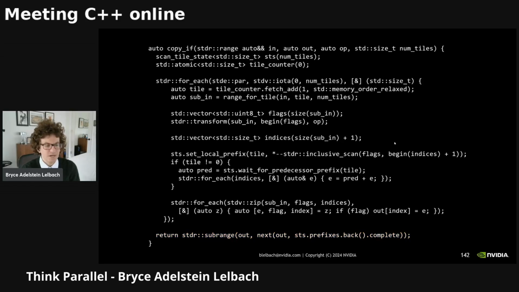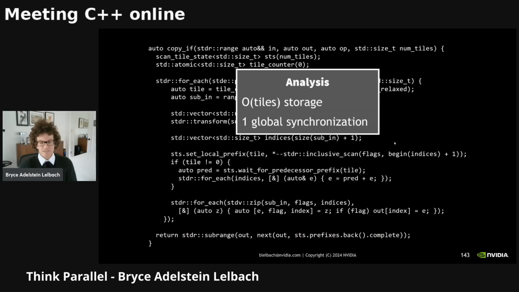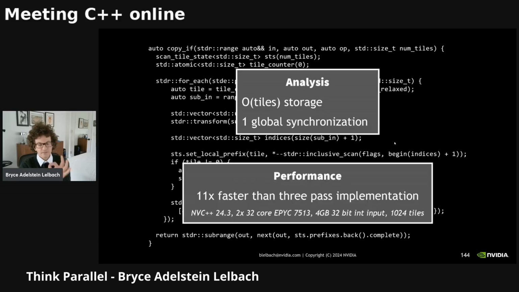And now we have a much better copyif implementation. It only needs O of tiles storage instead of O of input storage. Now remember, in my testing, I was using billions of input elements and thousands of tiles. Now in my benchmarking, I observed that this decoupled lookback copyif performed about 11 times faster than that 3-pass copyif on a 64-core CPU system with a 4 GB problem size.